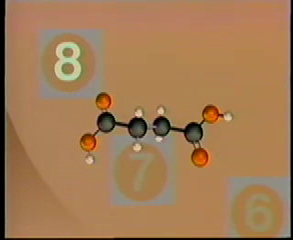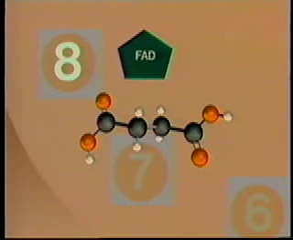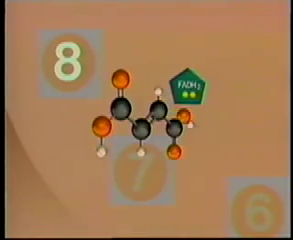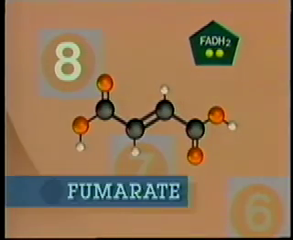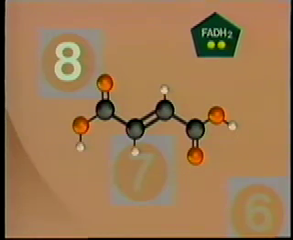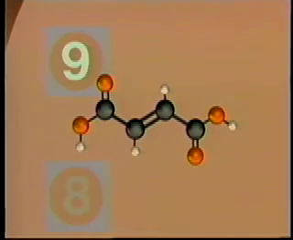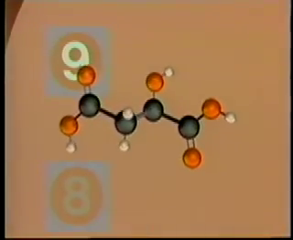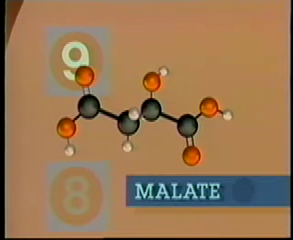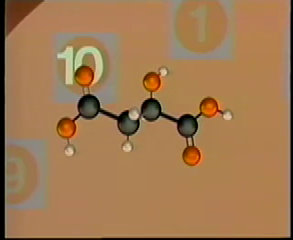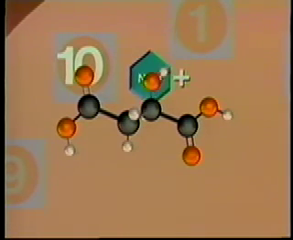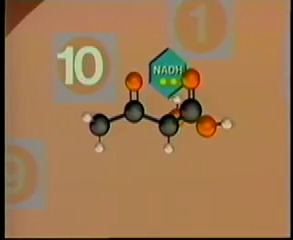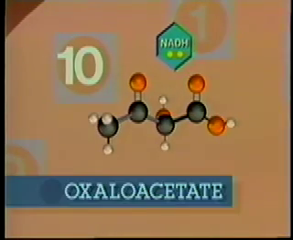Succinate encounters a molecule of FAD, and this reaction produces a newcomer, the energy carrier FADH2, and fumarate. Fumarate in turn reacts with water, and the product is malate. In the final reaction, malate encounters an NAD+ and produces the last of the NADH energy carriers and regenerates oxaloacetate.